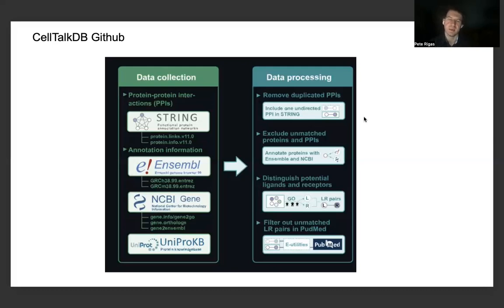For the data processing step, once we've collected and aggregated all the data of interest, we can remove duplicate protein interactions in our network, and we can look at how different ligands and receptors could be matched up to each other, which could be good candidates for either human or mouse models of interaction.